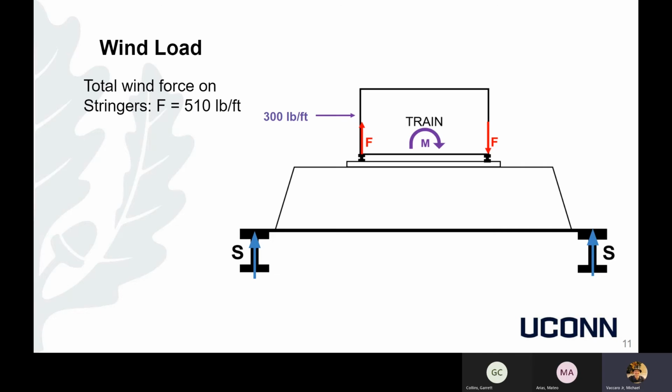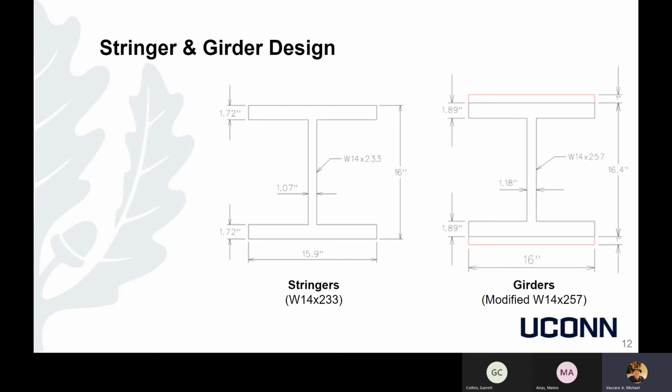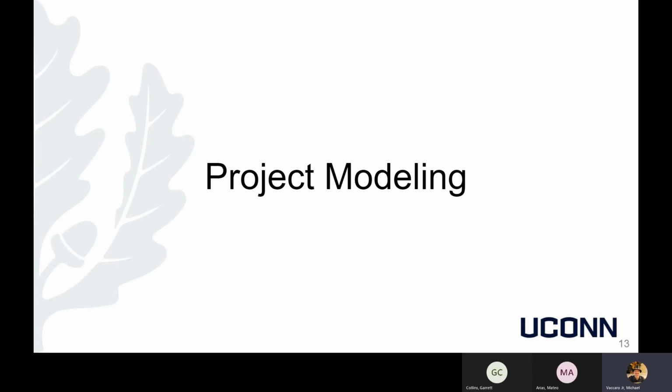The wind load is calculated as a linear 300 pound per foot force acting horizontally on the train that creates an overturning moment, increasing the force on one rail and decreasing the force on another. And then finally, when we took all our load cases into consideration, we designed the stringers and the girders for this bridge. On the left, you see the stringers, which are W14 by 233, and the girders are a modified W14 by 257. And here's Matteo to talk about the project modeling.